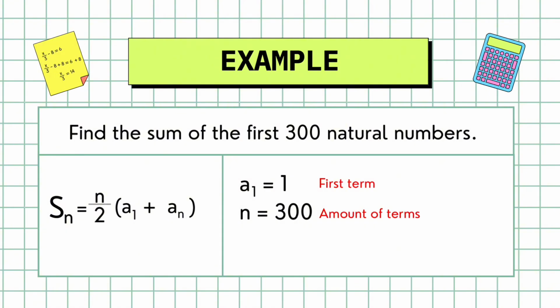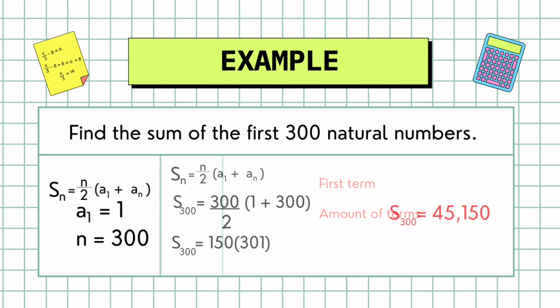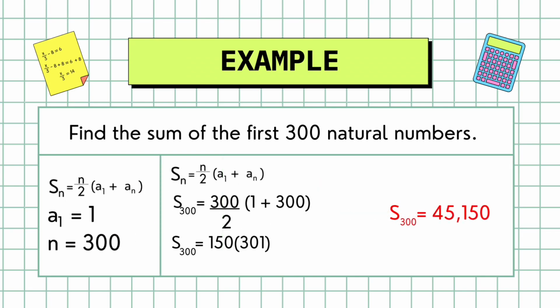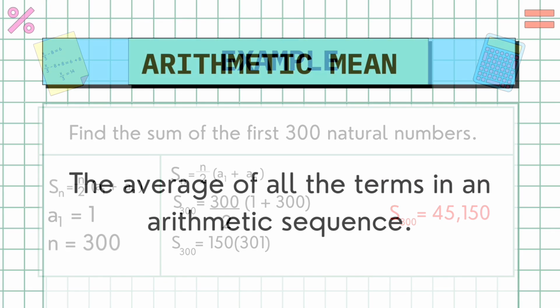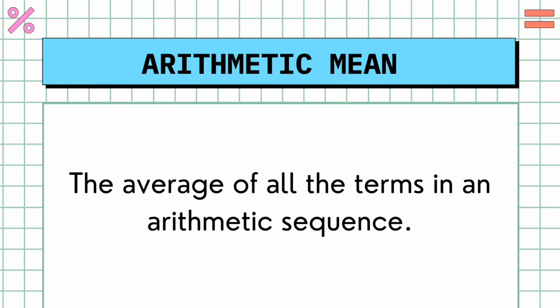So our first term, a sub 1, is 1, and our n is 300, or the amount of terms. So we can use s sub 300 is 300 divided by 2 multiplied by the quantity of 1 plus 300, which when simplified gives us 150 times 301, and hence 45,150.